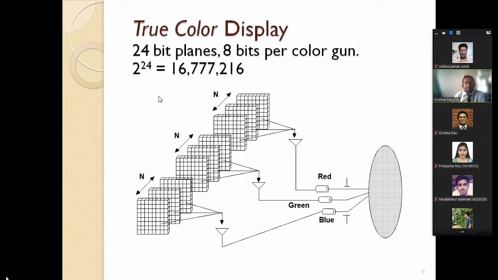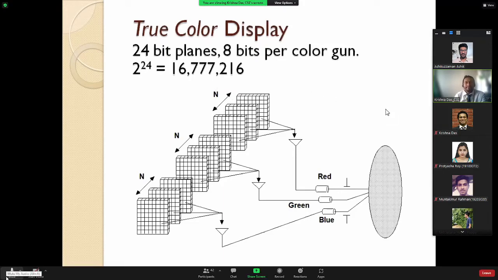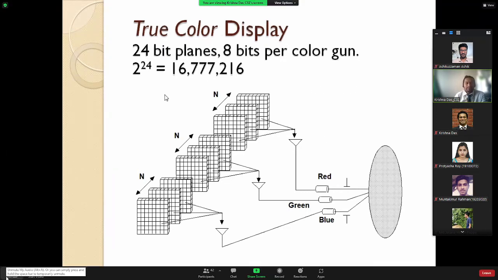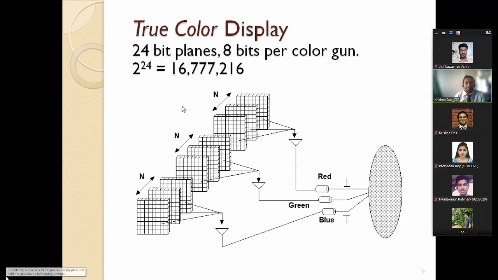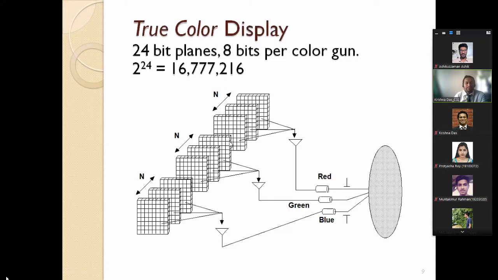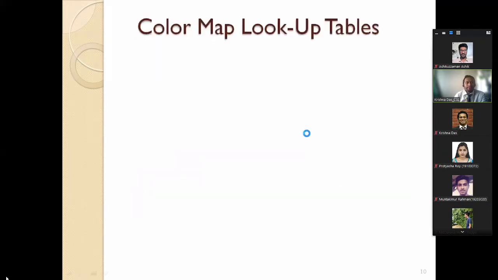So can anyone tell what should be the white color in this? All on. All 24 ones, right? Yes, sir. So the black color would be all 24 zeros. Like this way you can make a combination. And what should be the blue color? So the first 16 will be 0, then the last 8 will be 1, right? Like this way you can define the color.